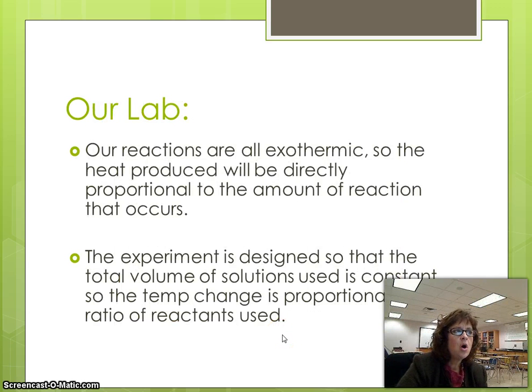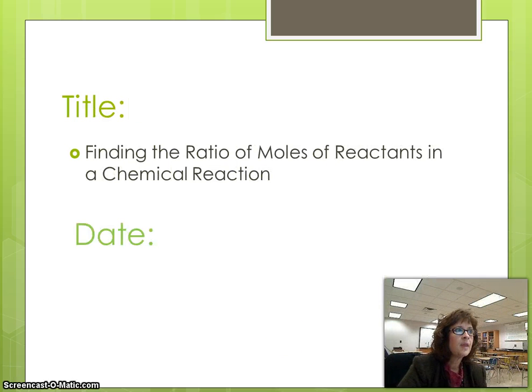Okay, so our reactions are all exothermic, so we're going to be measuring heat. And this experiment is designed so that the total volume that you use is always 50 mL. Okay, so the title is Finding the Ratio of Moles of Reactants in a Chemical Reaction. All right, pause the video and write that in your lab book. Also, the next thing is the date, so write that in as well. So pause the video and write that in.